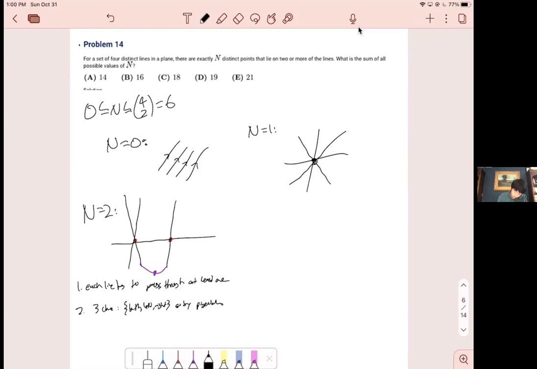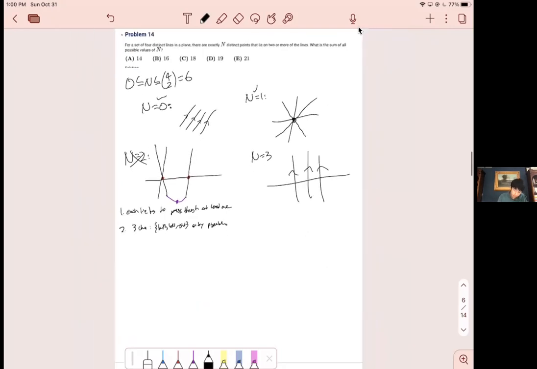Okay. N equals 2 is a bust. Okay, N equals 3. You can do it like this, with 3 parallel lines. N equals 4, you just do a 4-way like this.